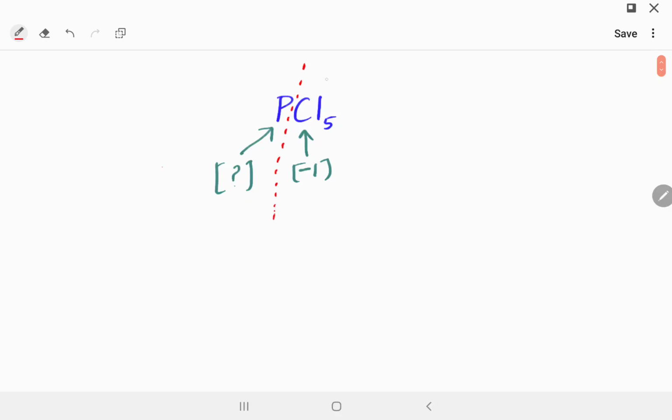Now 5 chlorines should be -5. So phosphorus should balance that. So phosphorus should be what? +5. You guessed it correct. Good job. So the oxidation number of phosphorus is +5. Well done. Let's do a more complicated one, something a little bit more challenging.